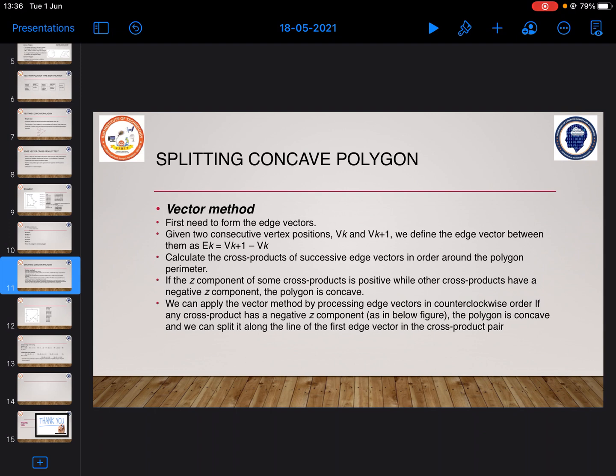Then calculate the cross product of successive edge vectors in order around the polygon perimeter. If the Z components of some cross products are positive while other cross products have a negative Z component, then the polygon is concave. We can apply the vector method by processing the edge vectors in counterclockwise order. If any cross product has a negative Z component, the polygon is concave and we can split it along the line of the first edge vector in the cross product pair.